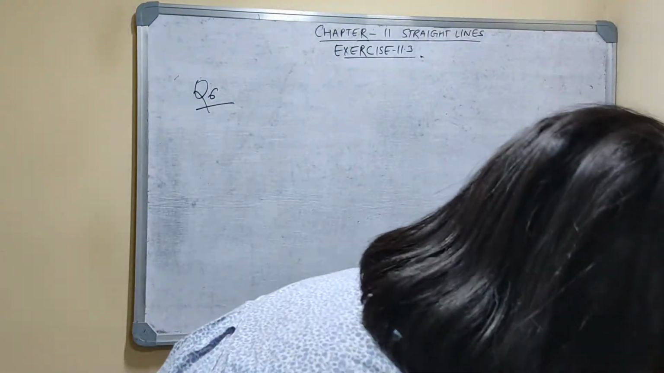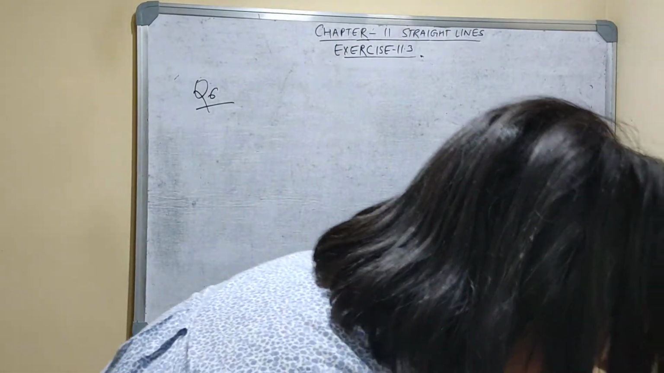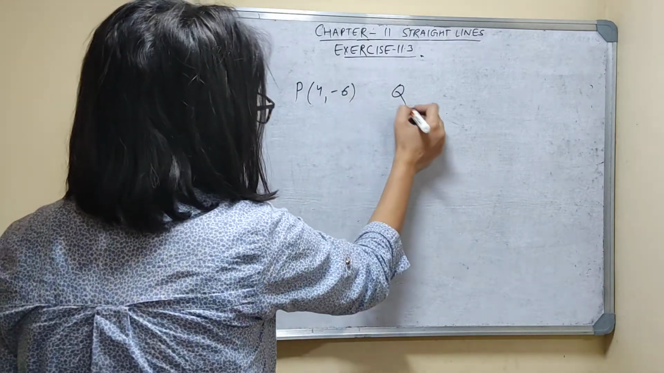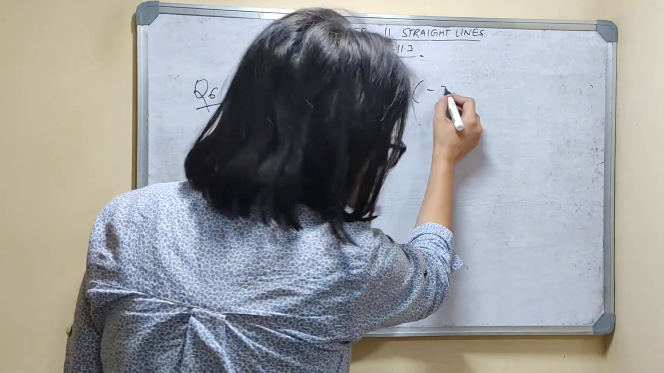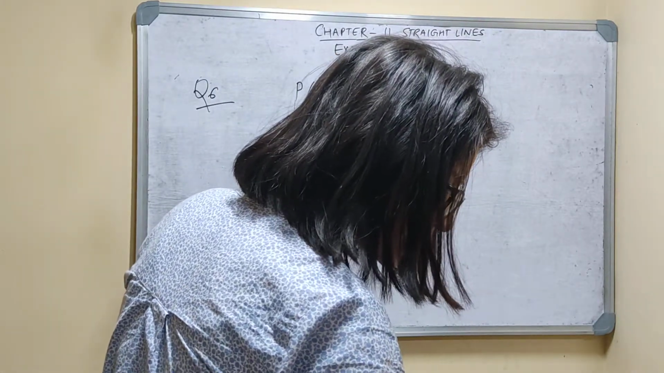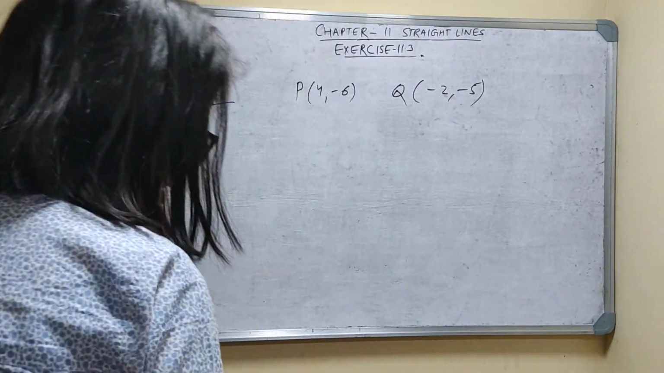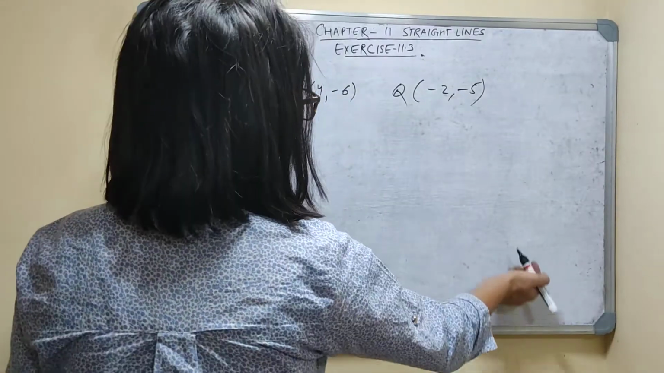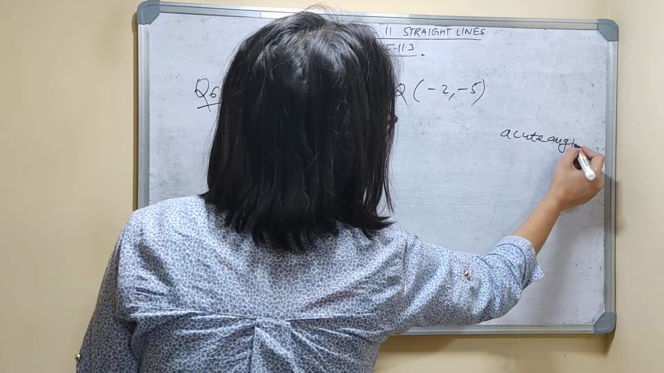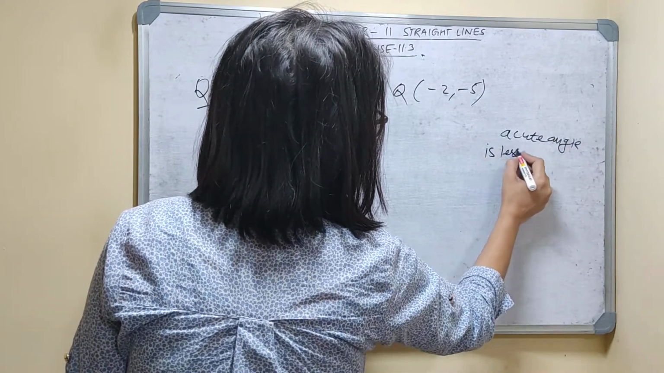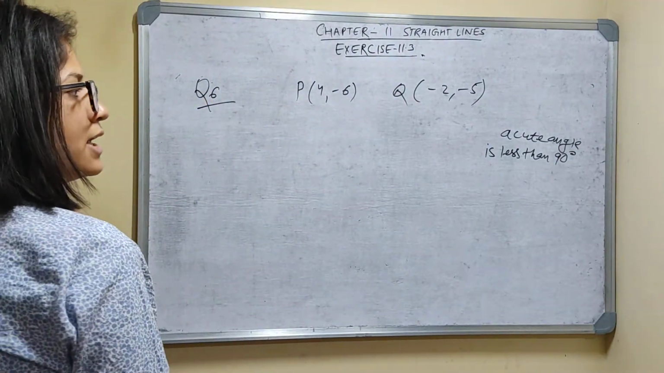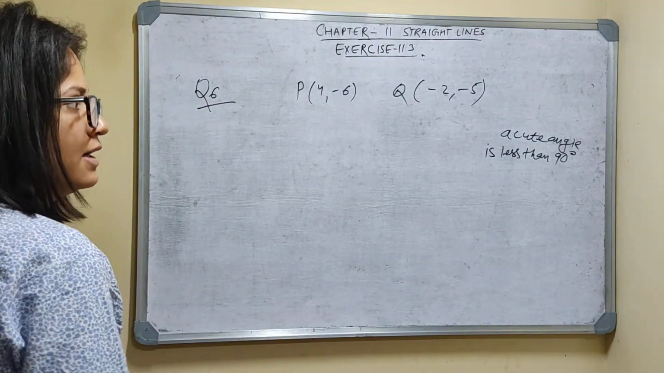A line passes through the points P(4, minus 6). 2 points are given. 4, minus 6. And Q point is given. Minus 2, minus 5. Does it make an acute angle with the positive direction of x-axis? What do you mean by acute angle? Acute angle is less than 90 degree. Acute angle is what? Less than 90. We have to check.